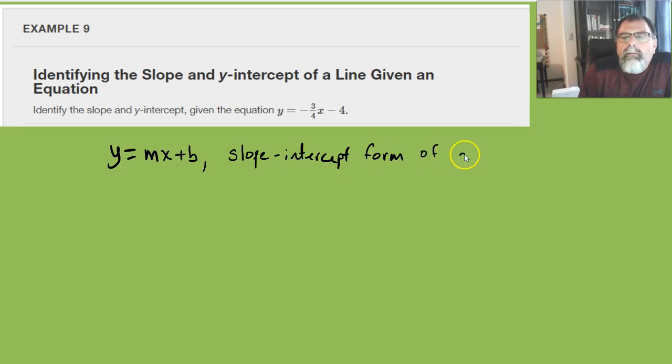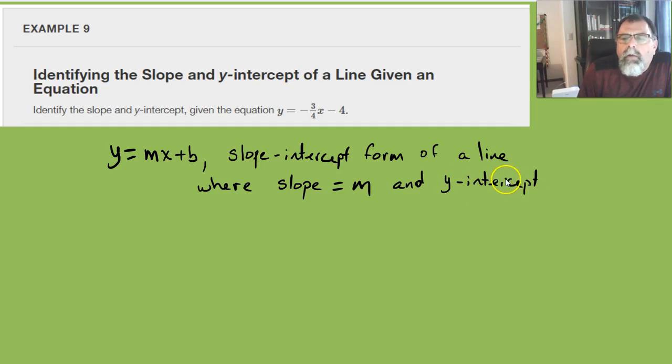Of a line where slope is equal to m and the y-intercept. Now remember, for the y-intercept, the x-coordinate is 0, and then the y-coordinate, if you put in 0 in here, doesn't matter what m is, anything times 0 is 0. And then y is going to be b. So if x is 0, y is b. So you don't really have any work to do. You can read it off. So this makes this problem super easy.